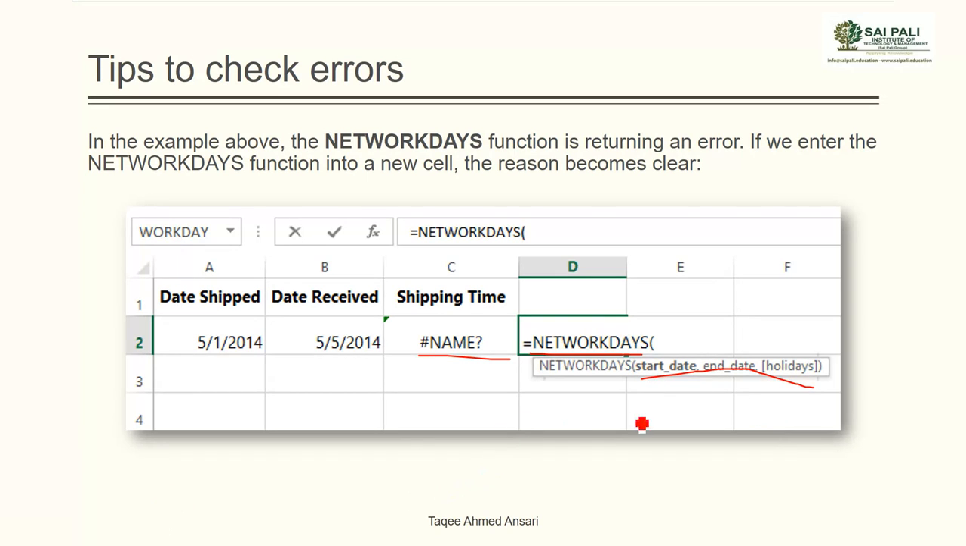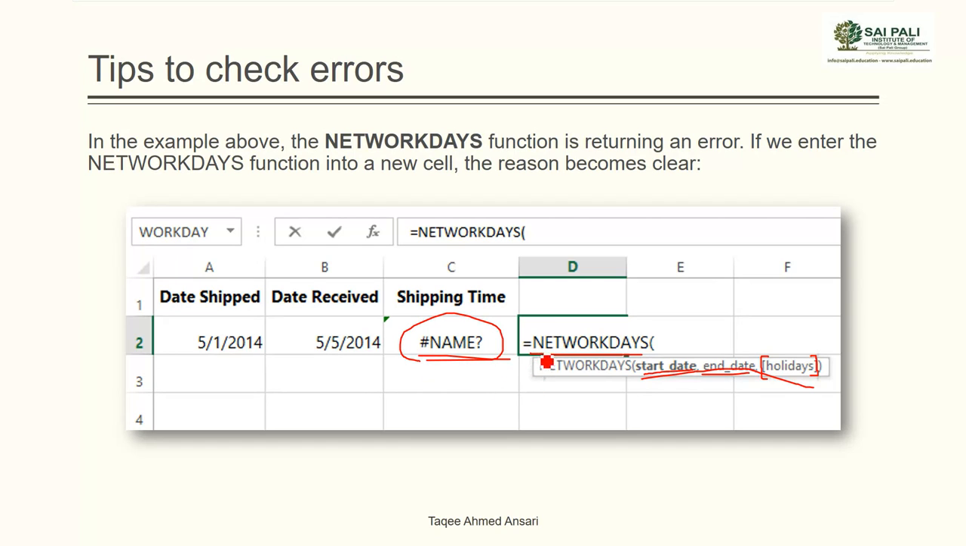So actually the compulsory arguments are these arguments, and the optional arguments come under the brackets, which is optional. If you give it, it's okay. If you don't give it, it is still okay. But the arguments which are not in the brackets are compulsory. Without those, the formula is not complete, and you will see an error like this.